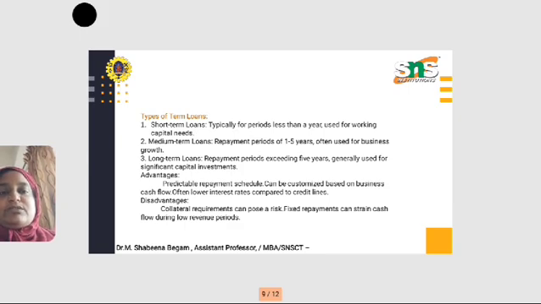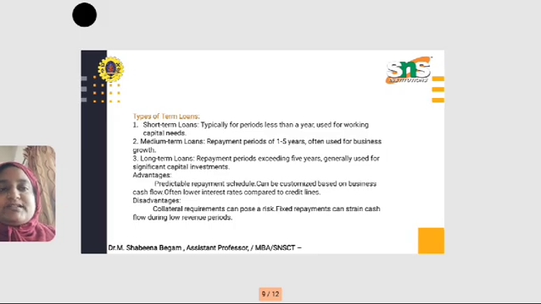When we talk about advantages, there is a predictable repayment schedule that can be customized based on the business cash flow. Often lower interest rates are seen here compared to credit lines. And the disadvantages we see here are that the collateral requirement can pose a risk. Fixed repayment can strain cash flow during low revenue periods, and there may be a risk of losing the property.